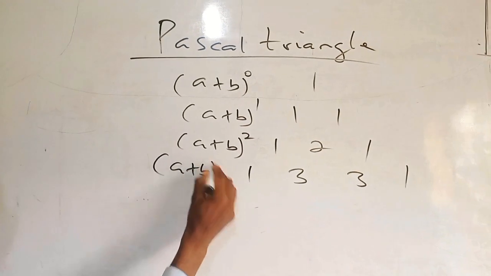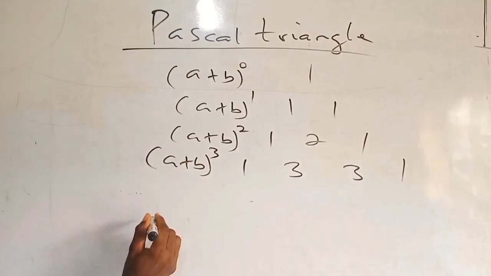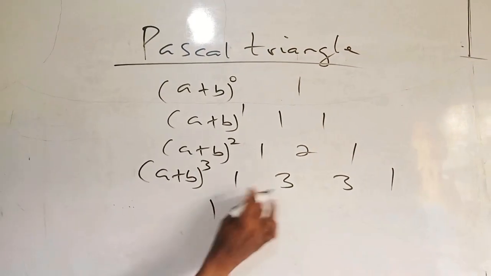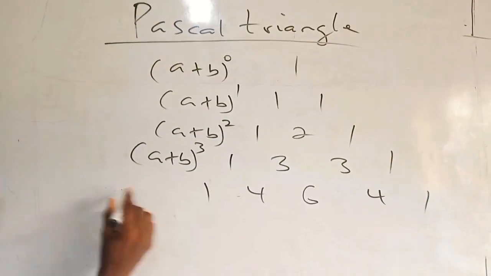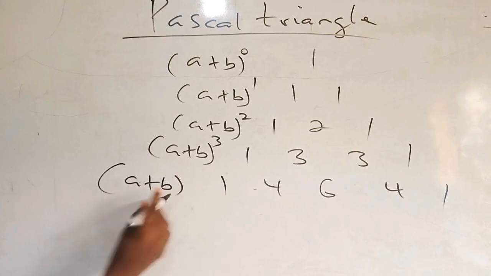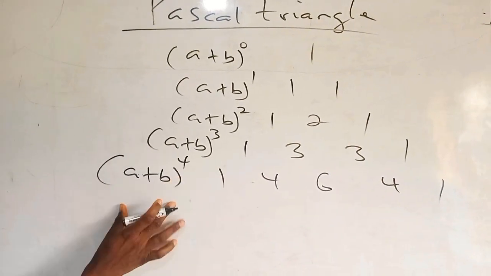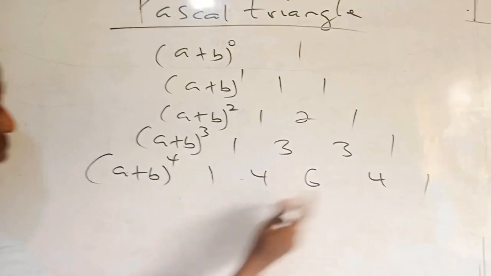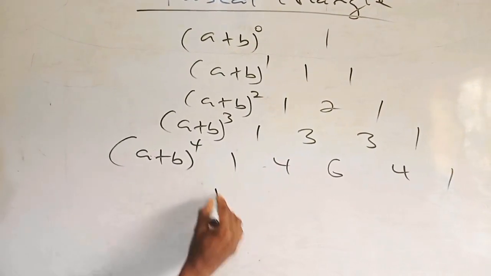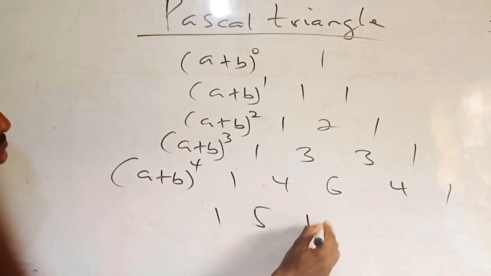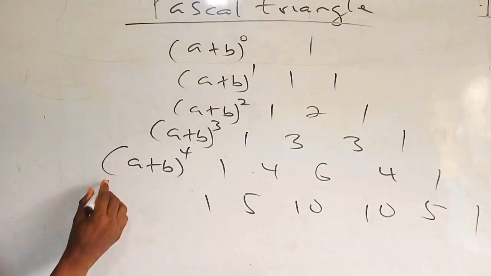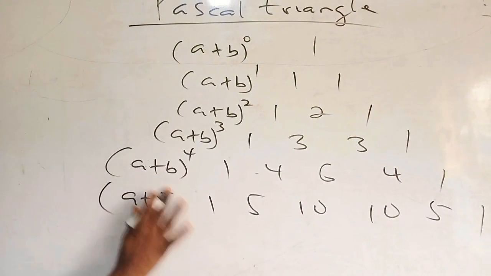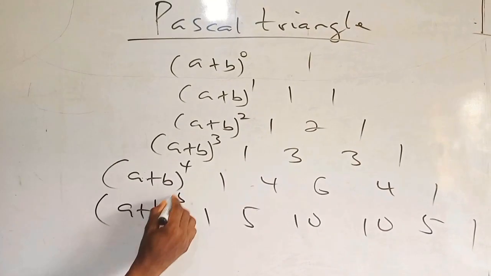So when we have the power of our binomial expansion to be 3, we have 3 plus 1 is 4, 3 plus 3 is 6, 3 plus 1 is 4, we keep 1. When we have the power to be 4, we make use of these coefficients. So we have 1 plus 4 is 5, 6 plus 4 is 10, 4 plus 1 is 5. So at this level, the power of the binomial expansion is 5.